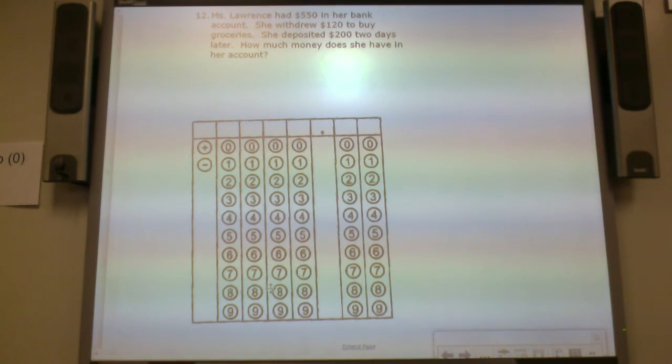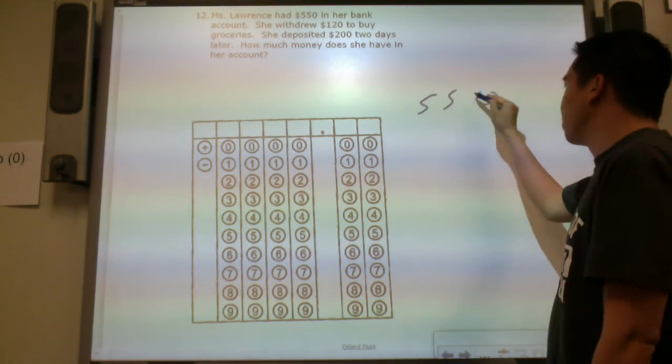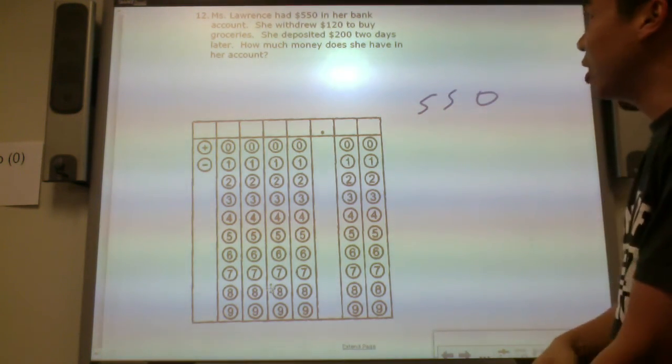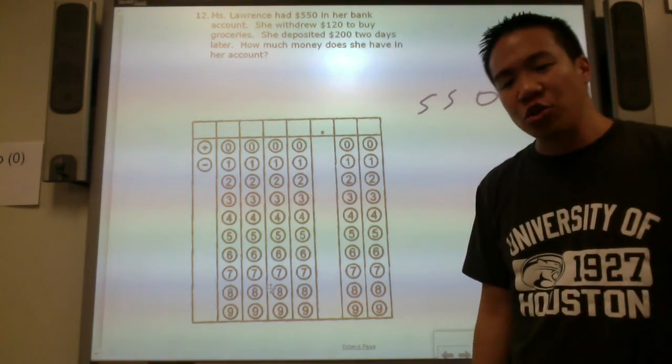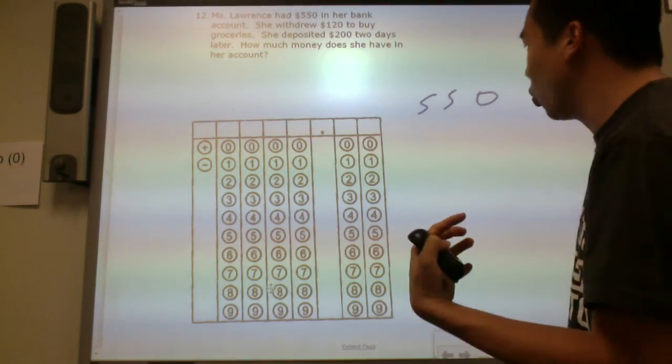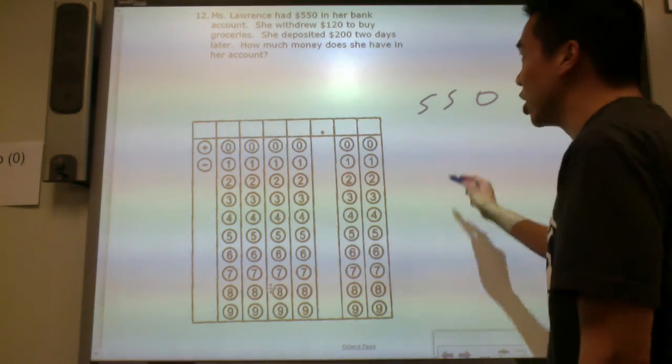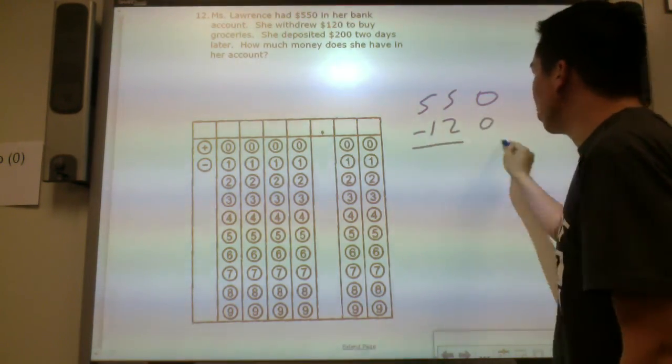Number 12. Mr. Lawrence had $550 in his bank account. Whoa, rich. Oh, Miss Lawrence. She withdrew. What is the word withdraw? We talked about this on the second day of school. Withdraw means take away. It's a negative transaction. She withdrew $120.